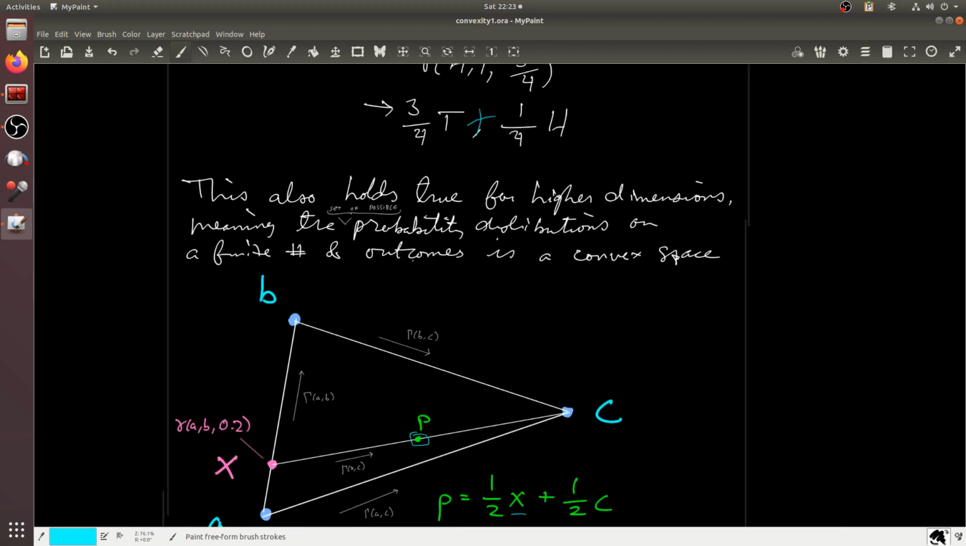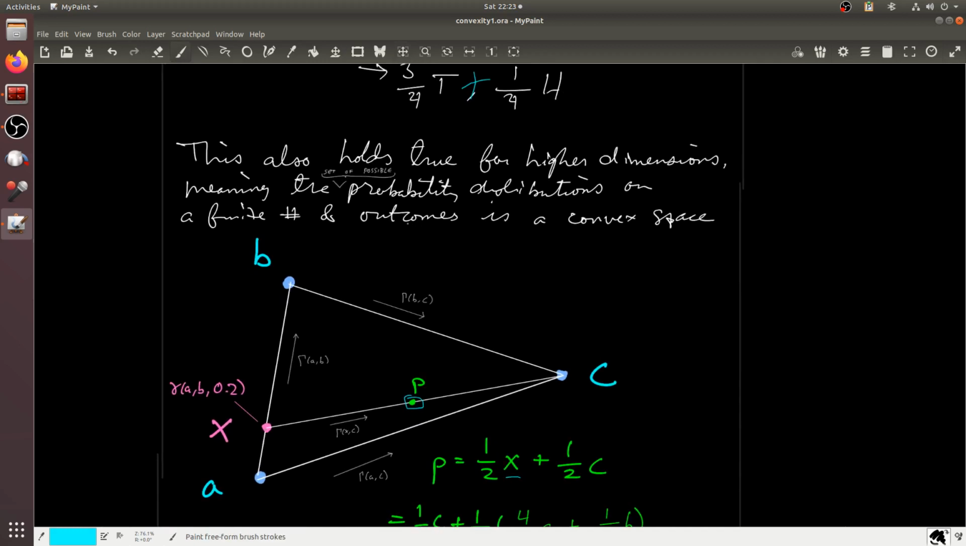And that has a well-defined geometric representation. So that's the point I want to get across here: if you have a probability distribution on a finite number of outcomes, that has a really well-defined geometric representation as a convex shape.